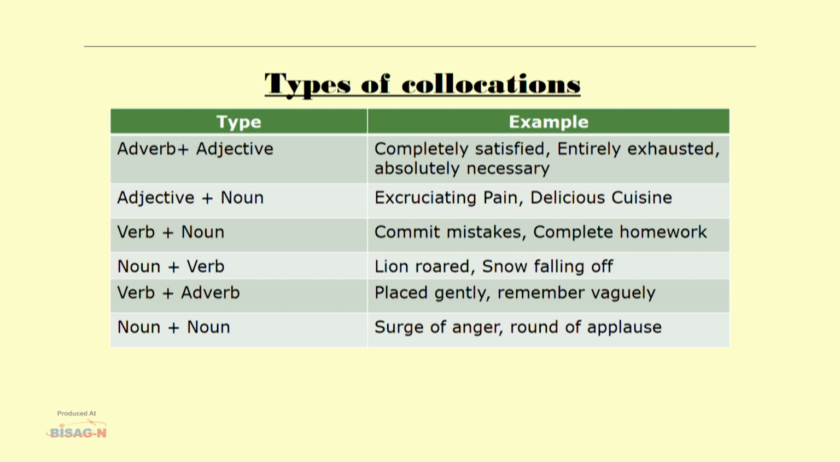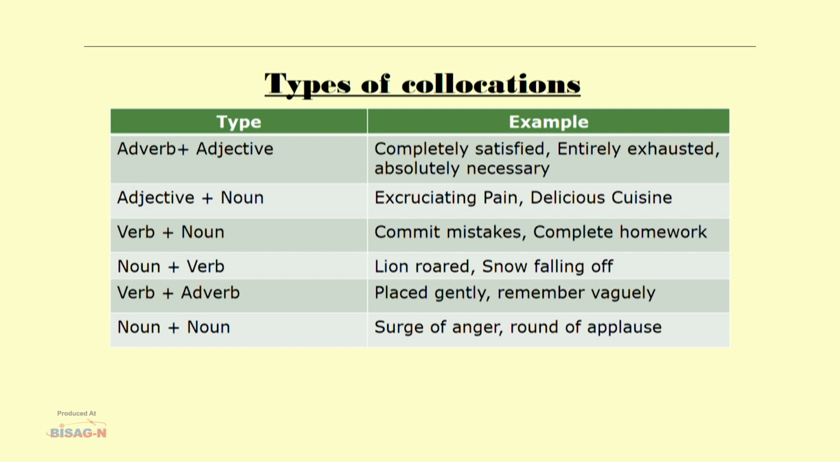In the collocation which we have for verb plus adverb, you will see that verb is an action. So if you look at the example, it says placed gently. So somebody placed the vase gently on the table. If you say placed gently, placed is a verb and gently is an adverb. Remember vaguely. I remember vaguely what the train number is. Or I remember vaguely the train number. So remember is a verb and vaguely is an adverb.